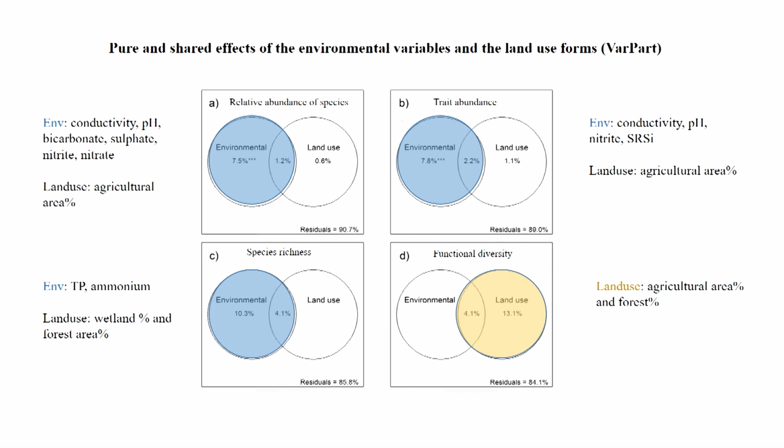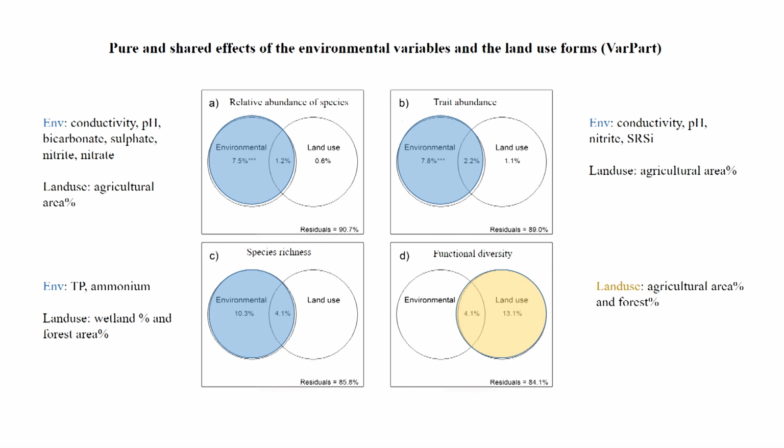After forward selection of the redundancy models, we got the result that concerning the environmental variables, conductivity, pH, bicarbonate, sulfate, and nitrate were the most important constraints for the species composition. But in the case of the trait abundance, the important variables were other variables like conductivity, pH, nitrate, and silica. So here you can see that the species composition and the trait composition had completely different sensitivity to the different environmental variables.